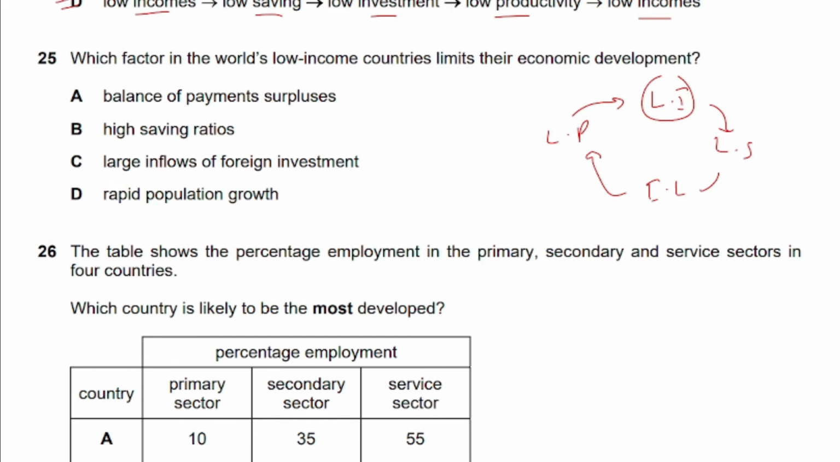Question 25: Which factor in the world's low income countries limits their economic development? Economic development is a rise in real GDP per capita, or per head, along with a better standard of living. So what limits it? Rapid population growth definitely limits it, because when population grows rapidly, then per head income will be low. Per head income is calculated as the total GDP of the country divided by the total population. So if population is increasing, then definitely per head income will be low.